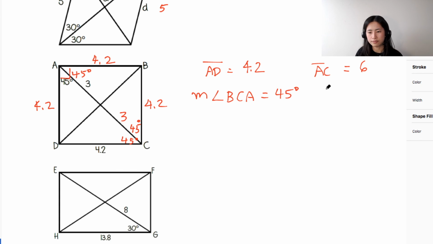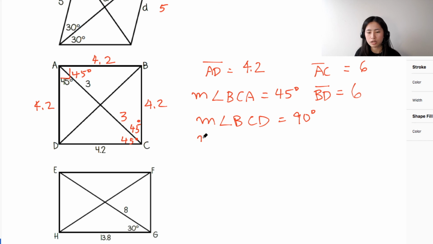And if you have line segment BD, if you have this being 6, the diagonals in a square are actually equal. Therefore, if this is 6 on the left, the right has to be 6 as well. And if you're looking at the measurement of angle BCD, it's actually 90 degrees.